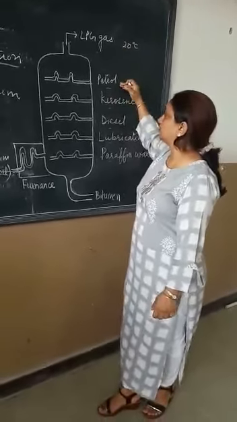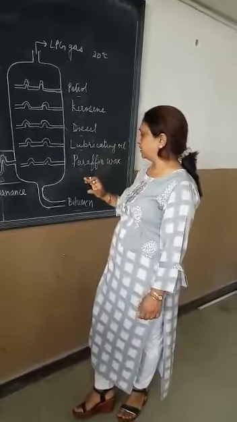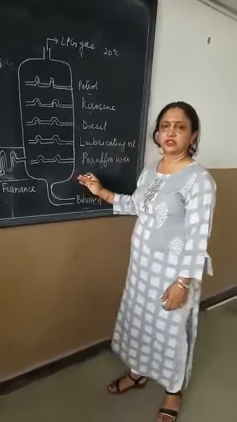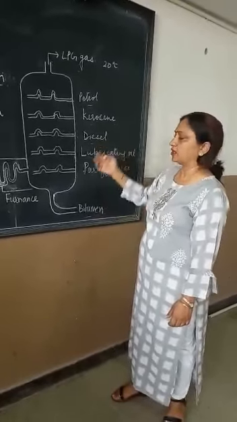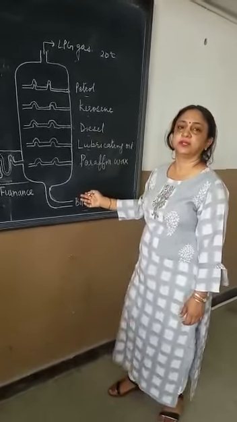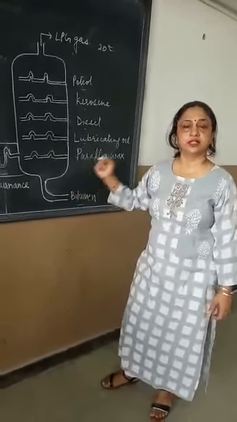Then we get the petrol, kerosene, diesel, lubricating oil, paraffin wax. There are many other fractions, and bitumen at the bottom. This is how the refining of the petroleum is done. This is how we get the various components of the petroleum.